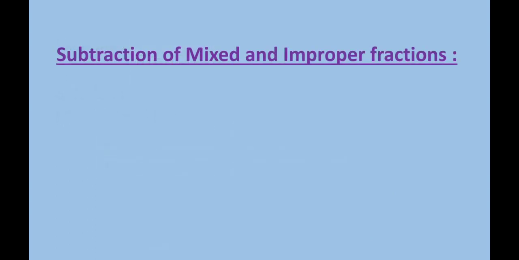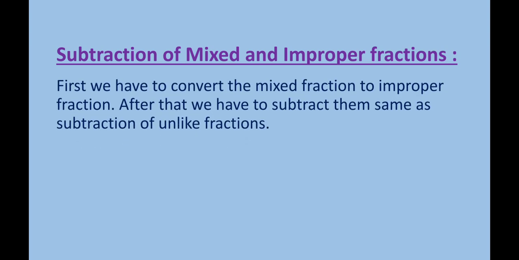Now come to subtraction of mixed and improper fractions. See here, you have to follow these steps. First, we have to convert the mixed fraction to an improper fraction. Then you get two improper fractions. After that, we subtract them as in subtraction of unlike fractions, as you have already discussed in the previous slide. So you subtract in the same way as subtraction of two unlike fractions.